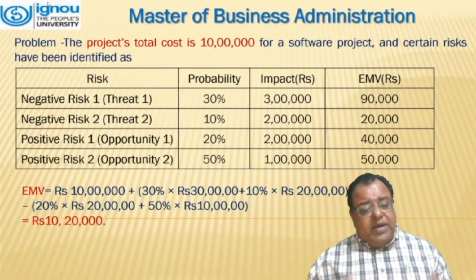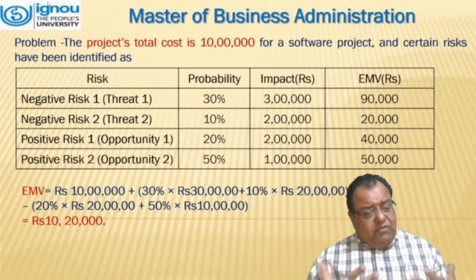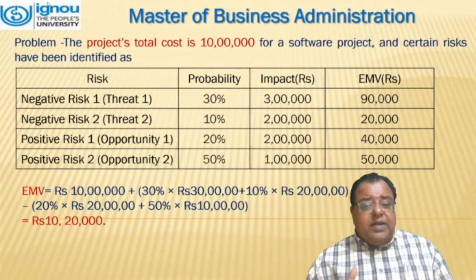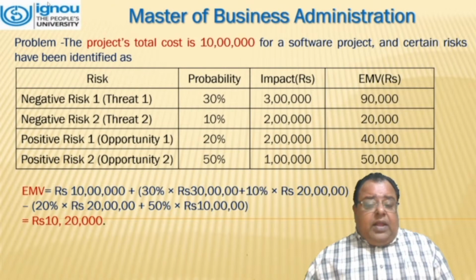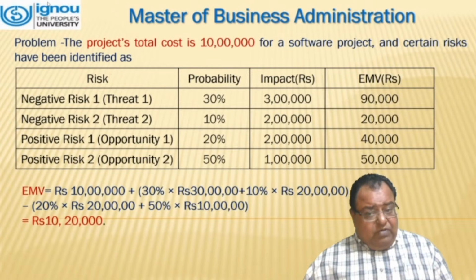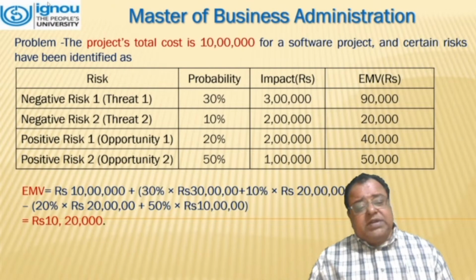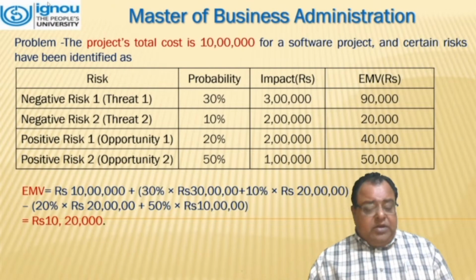Now we have to calculate the EMV. What the formula says, we have the baseline is 10 lakh rupees, 10 lakh plus 30% of impact value, that is 3 lakhs, plus 10% of 2 lakhs, minus the opportunities, that is 20% of 2 lakhs and 50% of 1 lakh, which comes out to be 10 lakh 20,000.